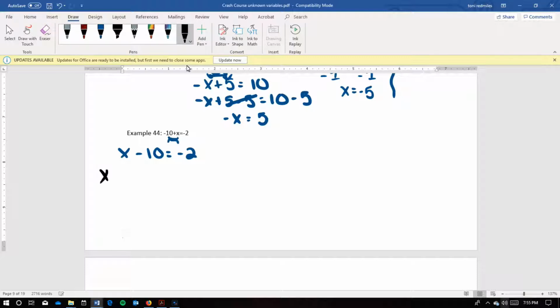All right, so to get rid of that 10, I'm going to add it to both sides. That's going to give me 0 here, leaving me just my x. A negative 2. I owe $2, but I have 10 in my pocket. I'm going to have 8 in my pocket.